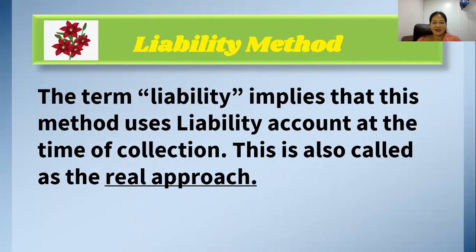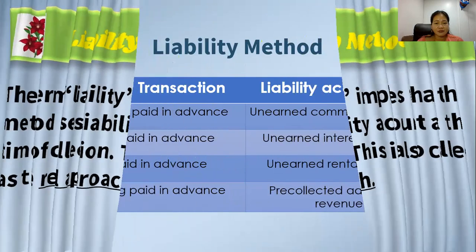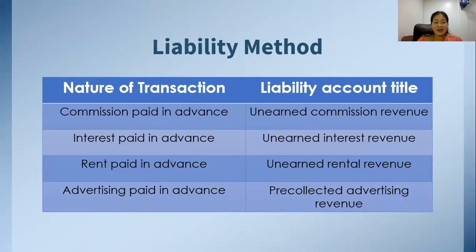Okay, how about if it's under the liability method? The term liability implies that this method uses a liability account at the time of collection. This is also called the real approach. Under the liability method, this account may exist for commission paid in advance and earned commission revenue, for interest paid in advance and earned interest revenue, for rent paid in advance, we have unearned rental revenue, and for advertising paid in advance, we have pre-collected advertising revenue or unearned advertising revenue.